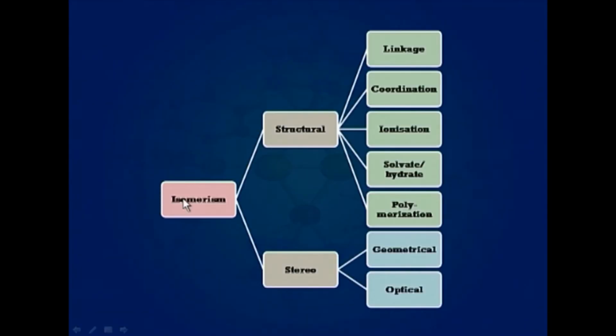Here you can see isomerism has two types, structural and stereo. Structural isomerism has been subdivided as linkage isomerism, coordination isomerism, ionization isomerism, solvate or hydrate isomerism, polymerization isomerism, and stereoisomerism or spatial isomerism has been subdivided into two types, that is geometrical isomerism and optical isomerism. We will now discuss structural isomerism.